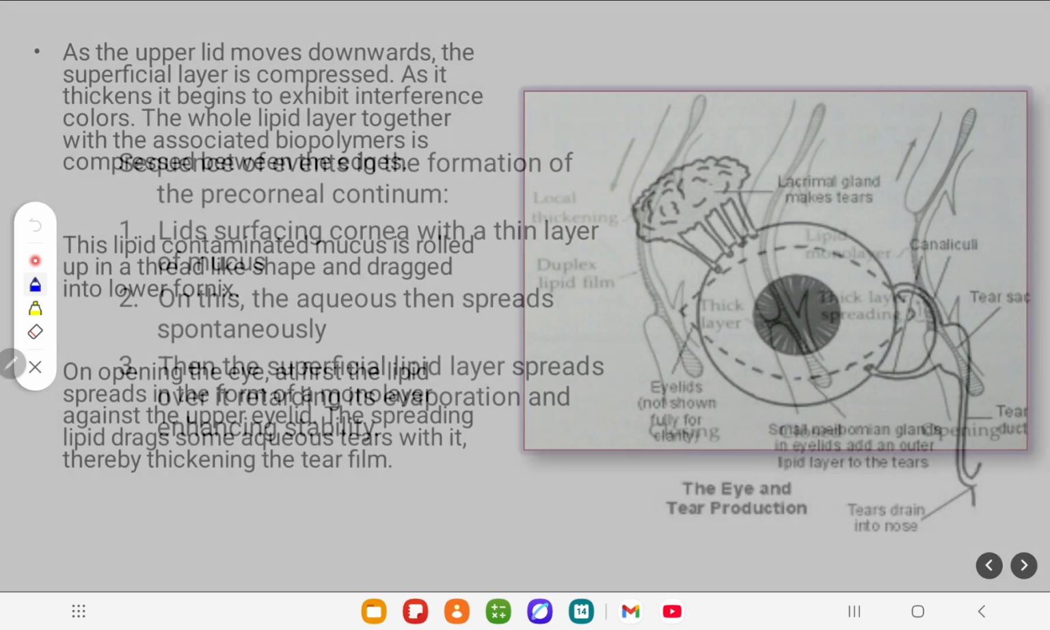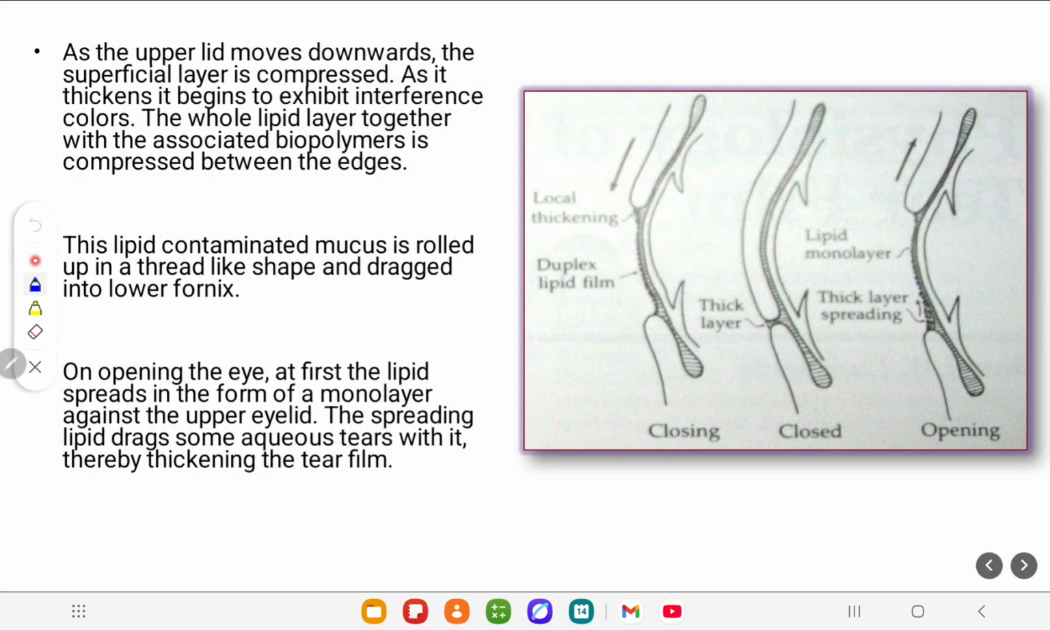Yes. Okay, then let's talk about what happens when we close our lid and then open our lid, how that tear spreads and how the lipid monolayer forms a bilayer or multilayer, and then when we open it again it forms a monolayer. So whenever we close our eyes totally and open, what are the dynamics that happen there.